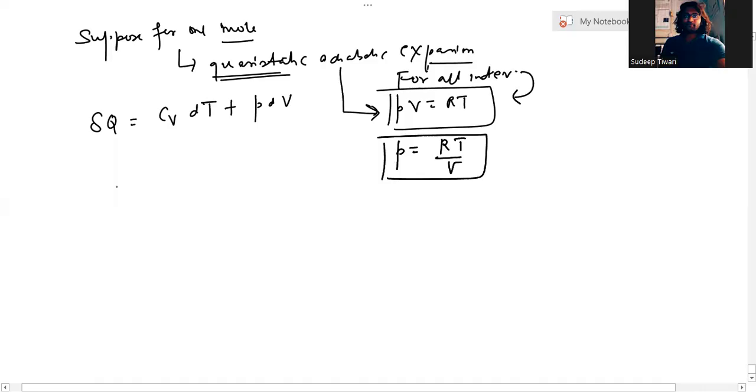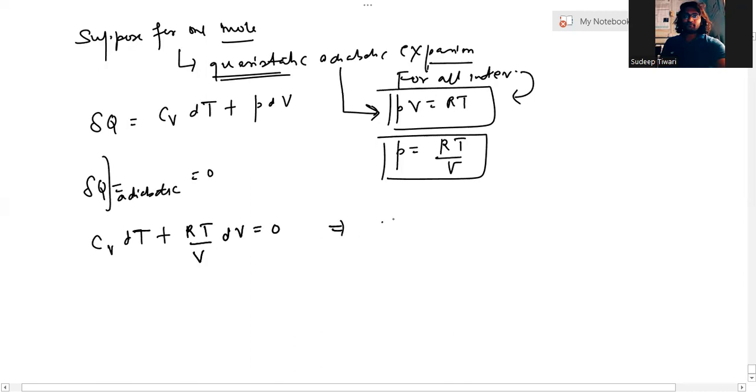And if I write pressure is equal to RT upon V, what do I write for the adiabatic case? I already know that for the adiabatic case, my delta Q is equal to 0. It implies Cv dT plus, instead of P, I can write RT upon V dV is equal to 0. And from here, I can write that dT upon T will be equal to minus R upon Cv, dV by V.